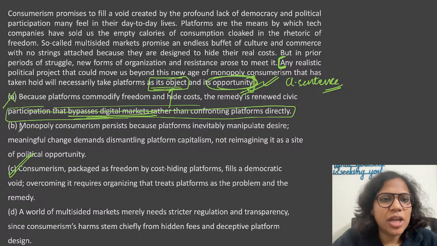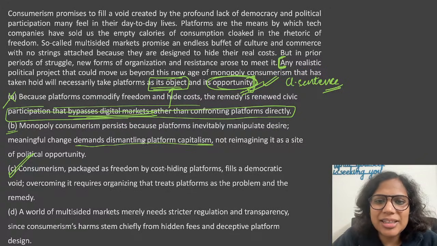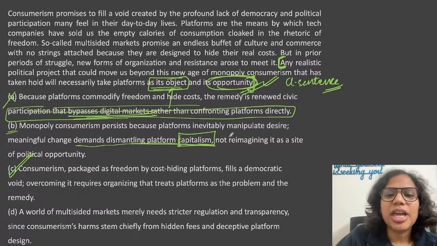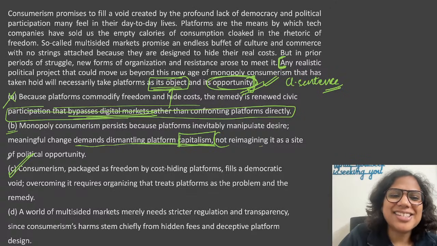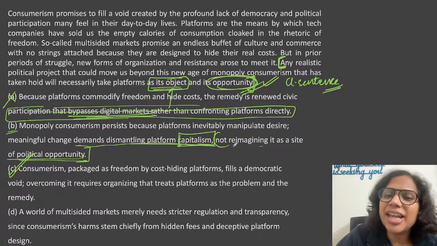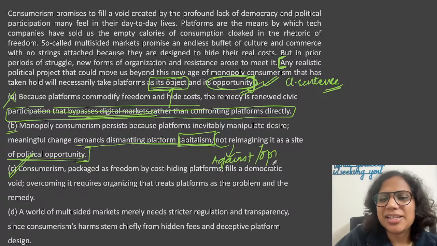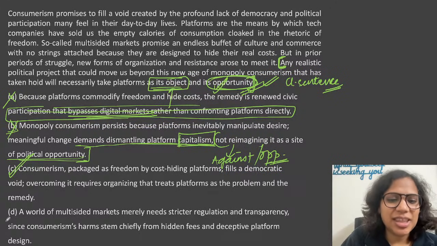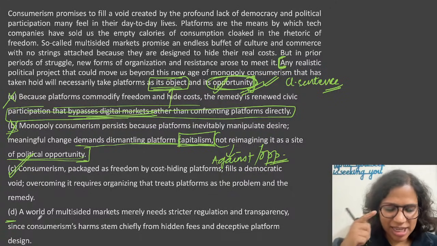B says, now again, dismantling platform capitalism. First of all, we haven't really used the word capitalism. Okay, not reimagining it as a site of political opportunity. Again, this is going against, opposite to what my para said. My para said that yes, it is also an opportunity. Okay, then D says, yes.